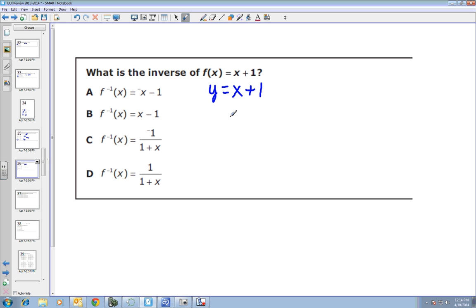So now to find the inverse, I have to switch my x's and y's. So now I have x equals y plus 1. And now solve for y. So y would equal x minus 1. So which one's my answer? B. So to find the inverse, switch your x's and y's, solve for y.